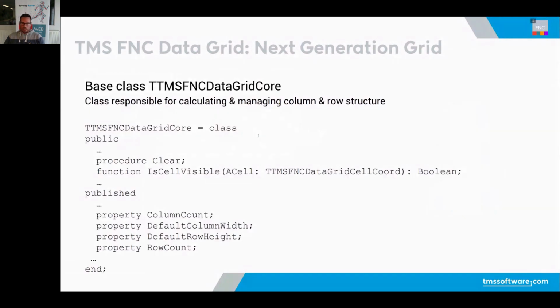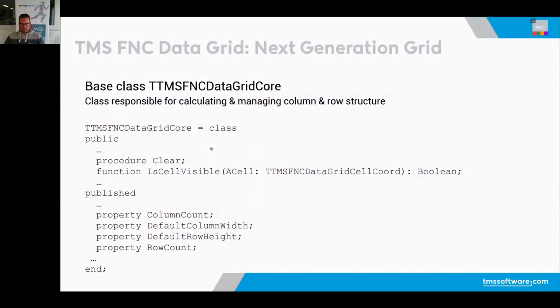So, a bit more technical, that is how the classes are designed. It's only a small code snippet, but it's just to give you an example of how the core classes and the other classes are structured. The core class is responsible for calculating and managing column and row structures. As you can see, the core class defines how the column count and row count are defined, if a cell is visible, etc.